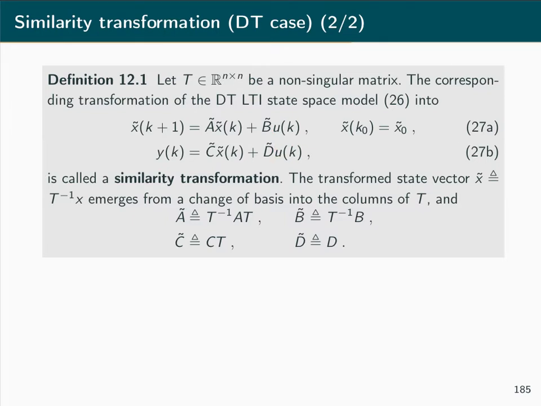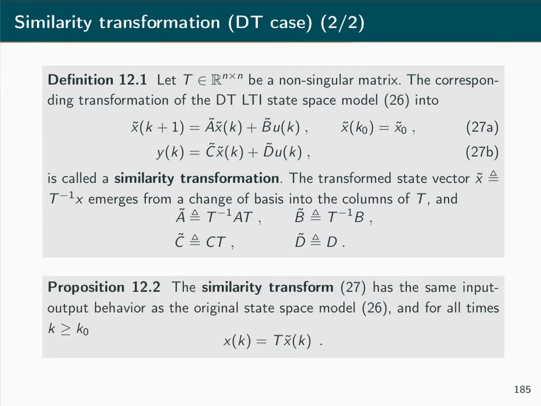The inputs and outputs of the transformed system remain the same as those of the original system, and the only thing that's transformed is the state vector, which is now called x tilde, and it's defined by T inverse times x, and it can be interpreted as a change of basis from the Euclidean basis into the basis that's given by the column vectors of the transformation matrix T. And finally, the system, input, output, and throughput matrix of the transformed system are given by the formulas that have been derived on the previous slide.